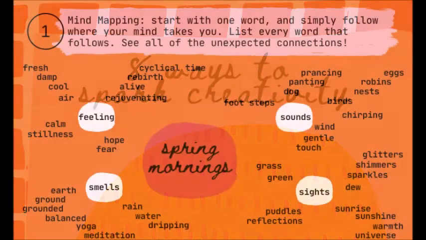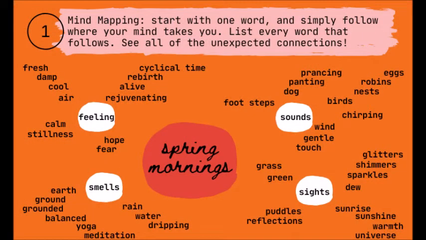The first activity I have is mind mapping, and this is really simple. You just pick one word and then follow where your mind takes you. I've been taking a lot of morning walks, so I've been thinking about spring morning, so I thought that would be a good way to start with my mind mapping example. And then I just thought, okay, what can I think about with spring mornings? Well, there's feelings, there's sounds, there's sights, and there's smells. So I just started with those 4 groups, and then I just branched off from there.